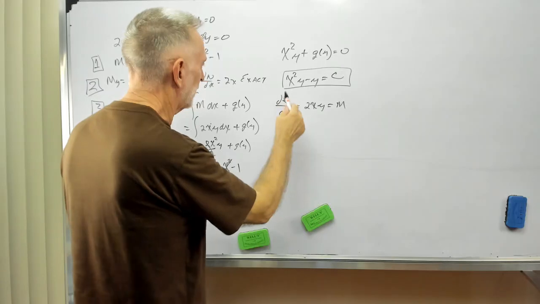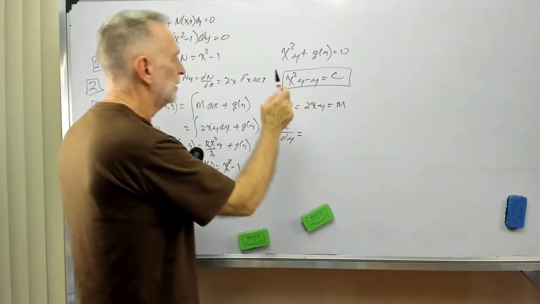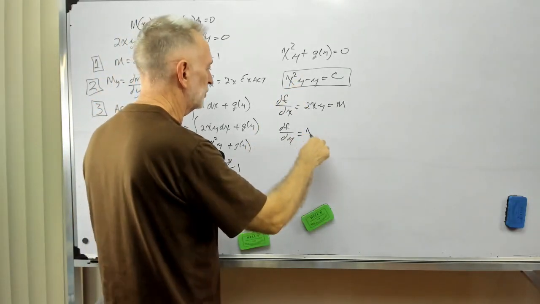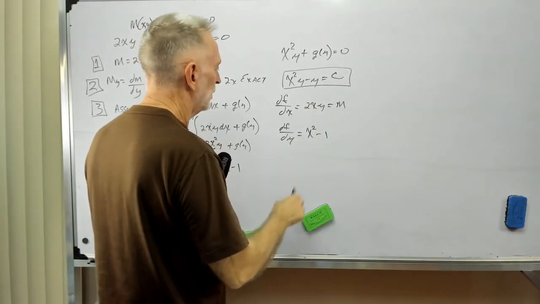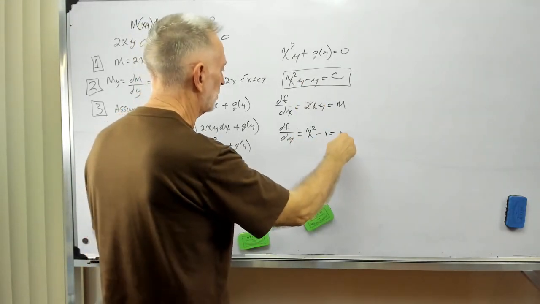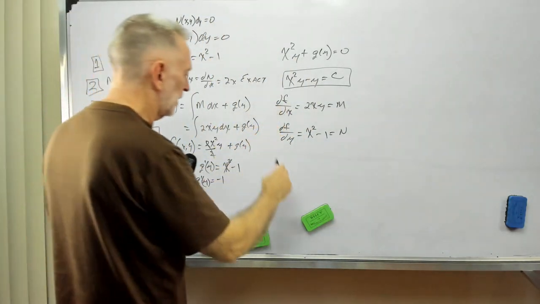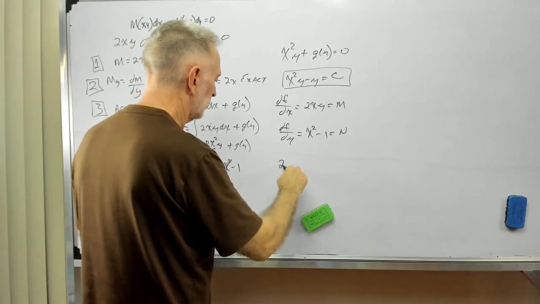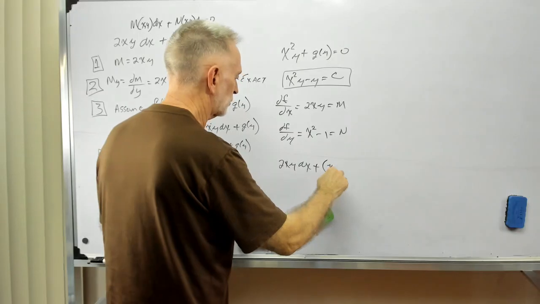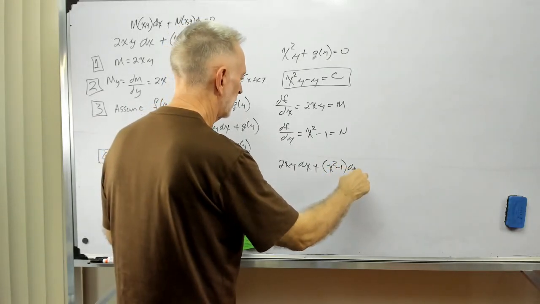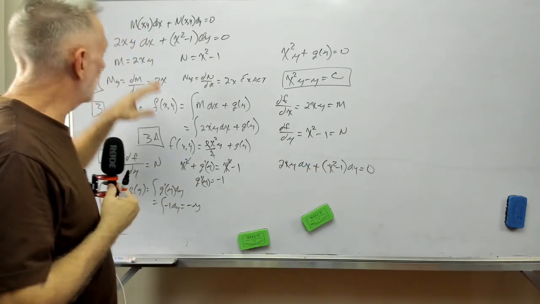So far, okay. Let's take the partial of that function with respect to y. With respect to y, that should give me x squared, the derivative of this is 1, minus the derivative of that, which is 1. So x squared minus 1, and that should equal N. And it does. So in my differential equation, 2xy dx plus x squared minus 1 dy equals 0, that was the original equation that we had when we started.